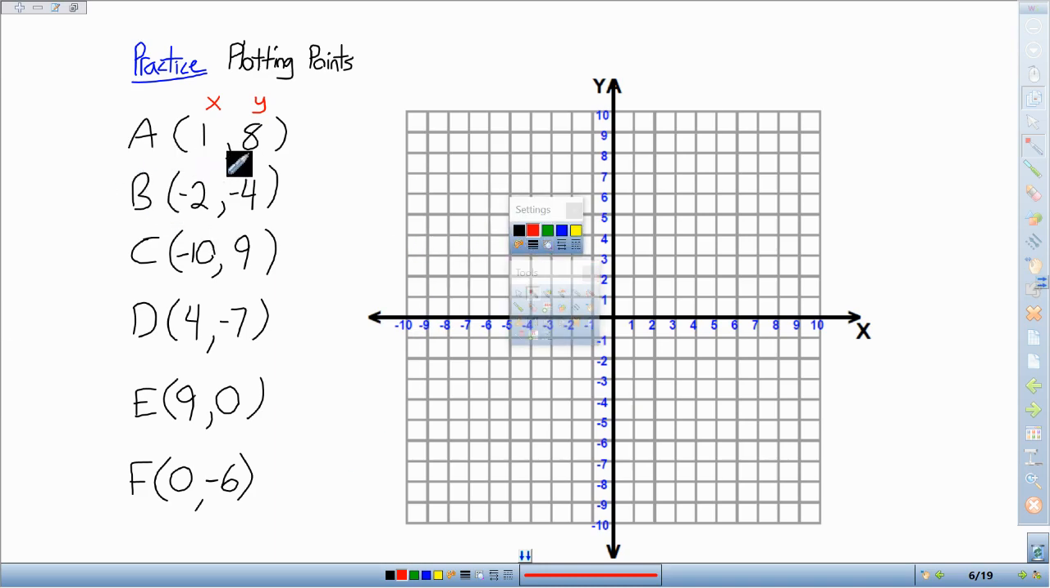Okay, so I'm not gonna take too long on this. A is at 1 on the x, 8 on the y. That means we're gonna go to the right 1, up 8. There's A. B is at -2, -4. That means to the left 2, down 4. C, -10, 9. That means we're going to the left 10, up 9. D, 4, -7. To the right 4, down 7.